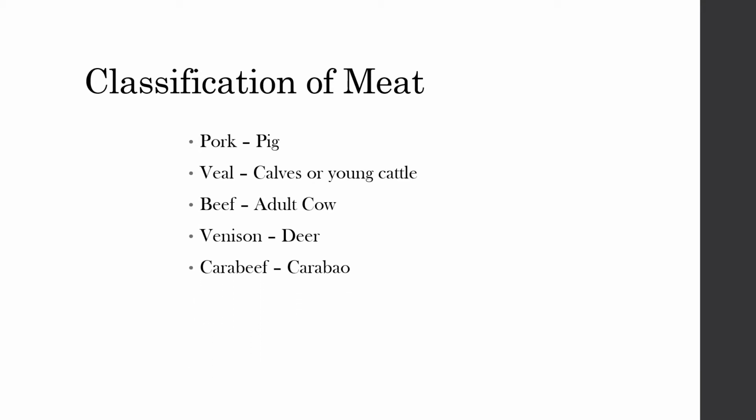Okay? We have the carabao. So, if the adult cow is beef, sa carabao naman, cara beef. Kasi halos magkaparehas lang din kasi sila eh. Okay? Next, we have the goat or yung mga kambing. So, ang tawag sa karne ng goat is chevon. Okay? Chevon.